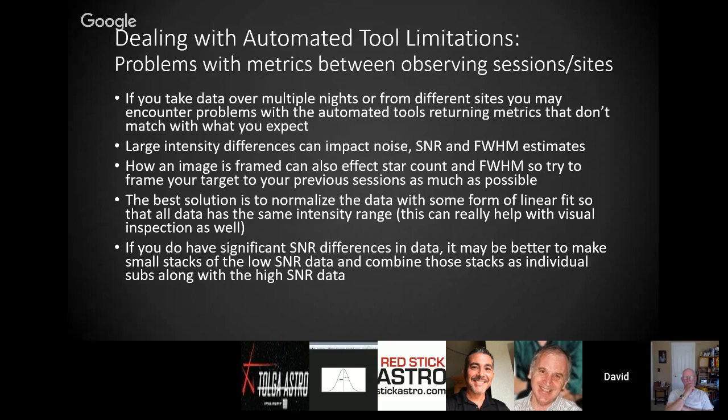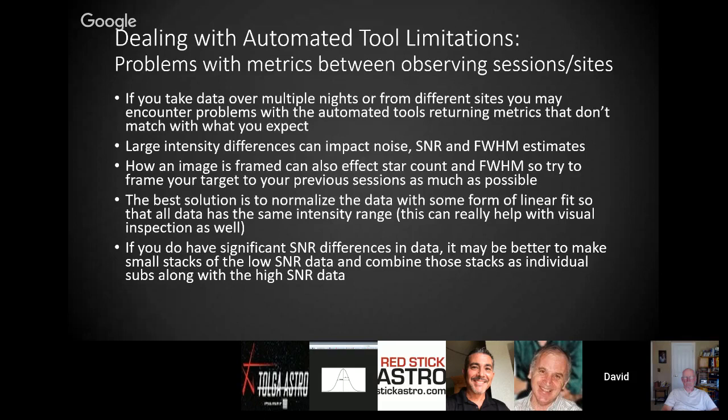Right. That way, you get something that's pretty close to the same intensity range, which really helps with things like noise evaluation and star sizes. Because if the scale is different between your data, it can really impact how the metrics come back.